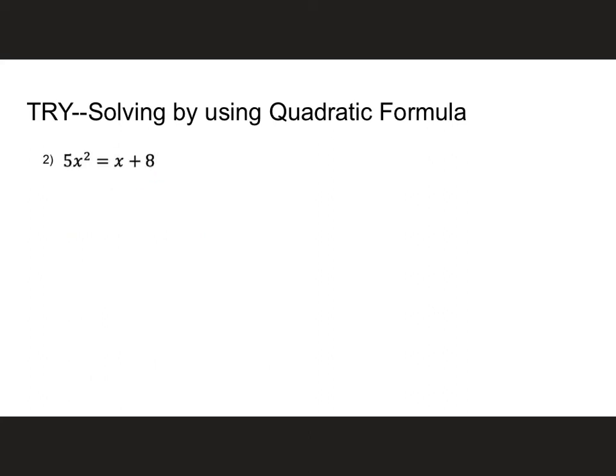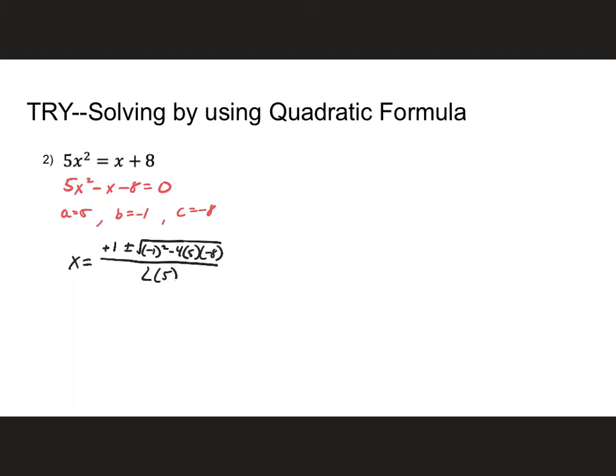Number 2, same idea. I'll subtract 8. x squared minus x minus 8 equals 0. I'll identify a, b, and c. I know that x is equal to the opposite of b plus or minus the square root of b squared minus 4 times a times c all over 2a.